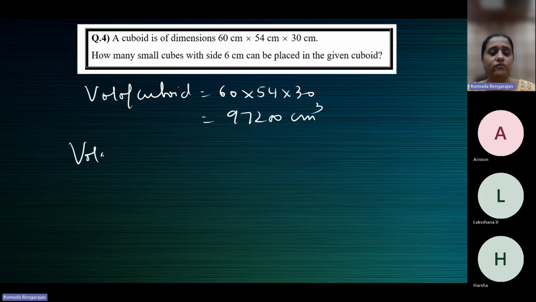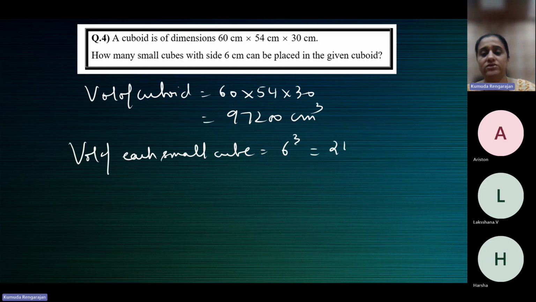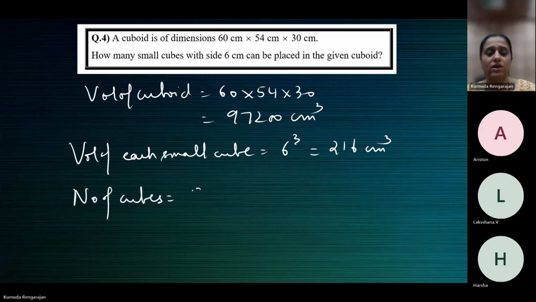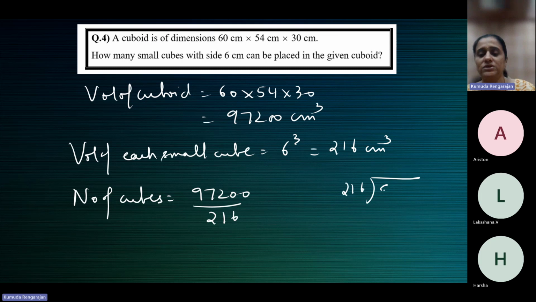Then you will find the volume of each small cube. Volume of each small cube is equal to 6 cubed, that is 216 centimeter cubed. Now the number of cubes will be equal to 97200 divided by 216. Now again you'll have to divide. So you're going to take so much time. This is time consuming.